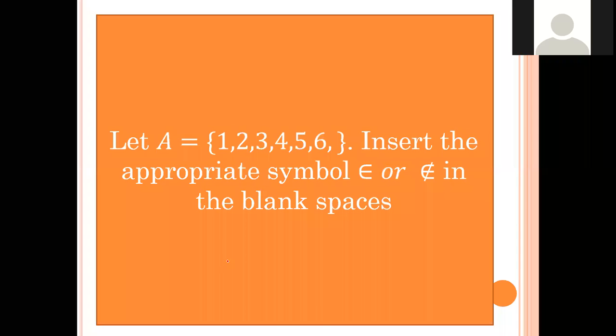Okay. So now you have to tell me, I have given a set A is equal to 1, 2, 3, 4, 5, 6. Now you have to insert the appropriate symbol epsilon that is belongs to or does not belongs to. So I'll give the question. According to the question, you just write, if it is belongs to, write B. If it is does not belongs to, write D.